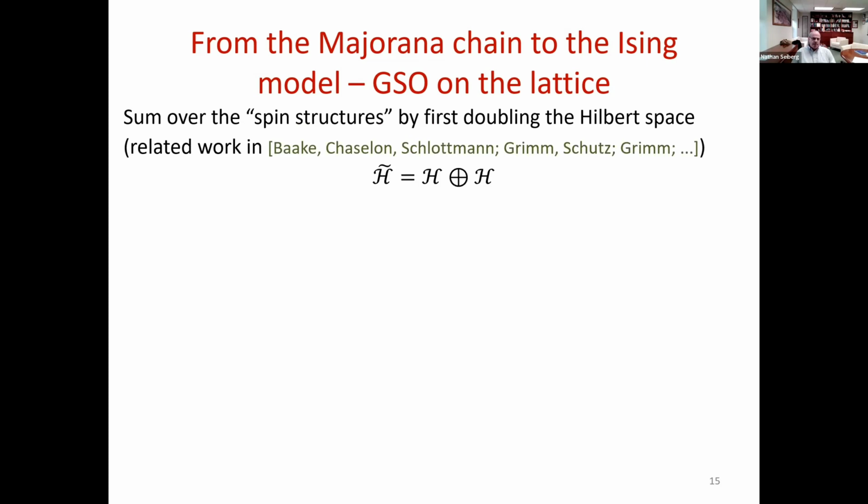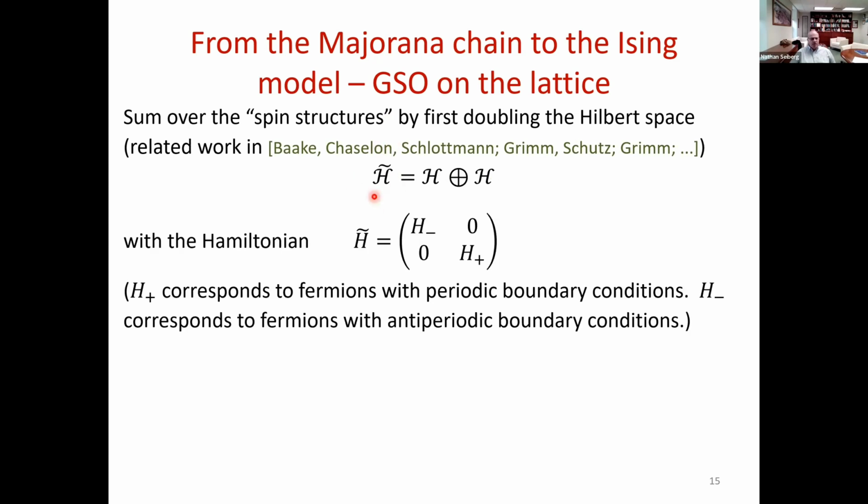physicists think about it. So we're going to sum over the spin structure, and we'll do that by first doubling the Hilbert space. So we take the same Hilbert space we had before. We take 2 copies of it, not a tensor product, but 2 copies. It's a direct sum. And we'll denote anything in the bigger Hilbert space with a tilde. And we'll take the Hamiltonian to be H minus in the upper left block and H plus in the lower right block. So this would be the Neveu-Schwarz theory. This would be the Ramond, but we're doing it on the lattice. So this is whether we do or do not have the (-1)^F defect.